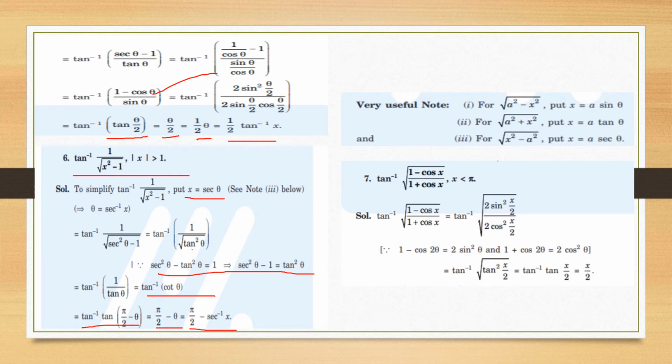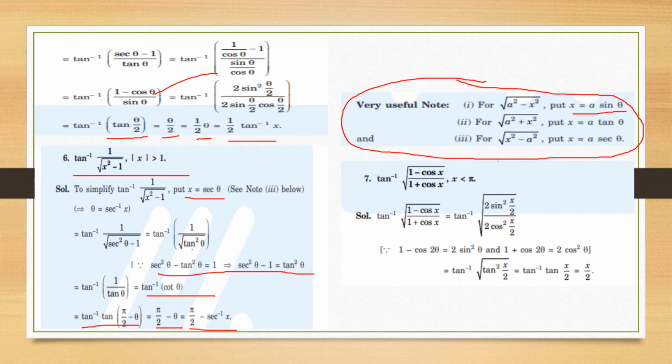Now this is a very important thing which you should remember while doing this substitution in solving inverse trigonometric functions: when it is root a square minus x square, you should put x as a sin theta. And if it is root 1 minus x square, you can put x as sin theta or cos theta, as per the requirement of the formula. And for root a square plus x square type, I should put x as a tan theta. And for root x square minus a square type, I should put x as a secant theta.